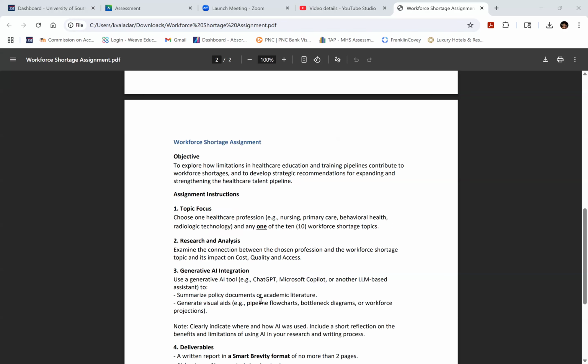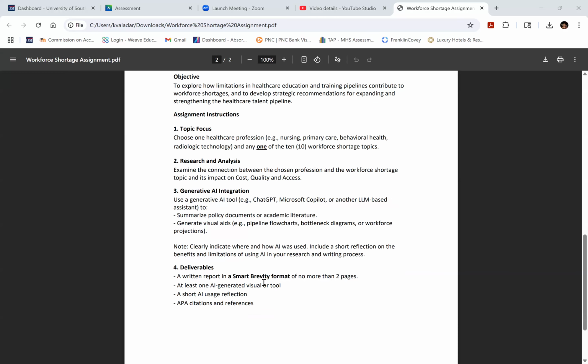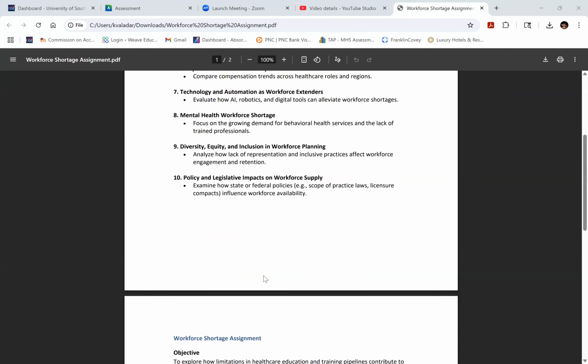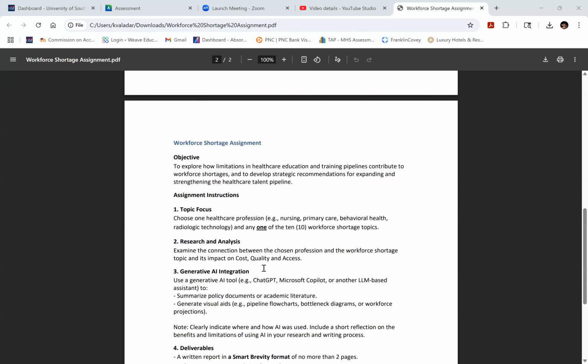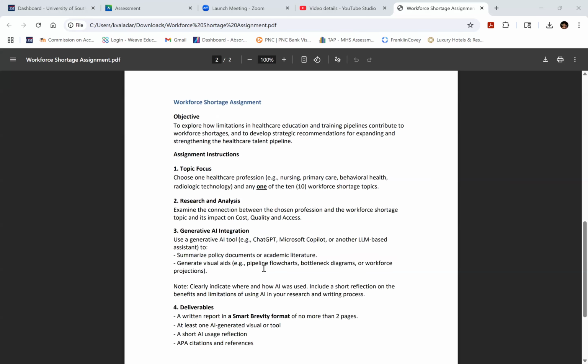So a two-page assignment looking at the connection, and the content is most important: the chosen profession and the workforce shortage topic and its impact on cost, quality, access. You're not solving the workforce shortage issue, you're trying to understand it a little more. This is exceedingly complicated, but it is worth tackling, and it's worth using tools like AI to assist. You will probably, most likely, have to refine it. Smart brevity is the way to present it.